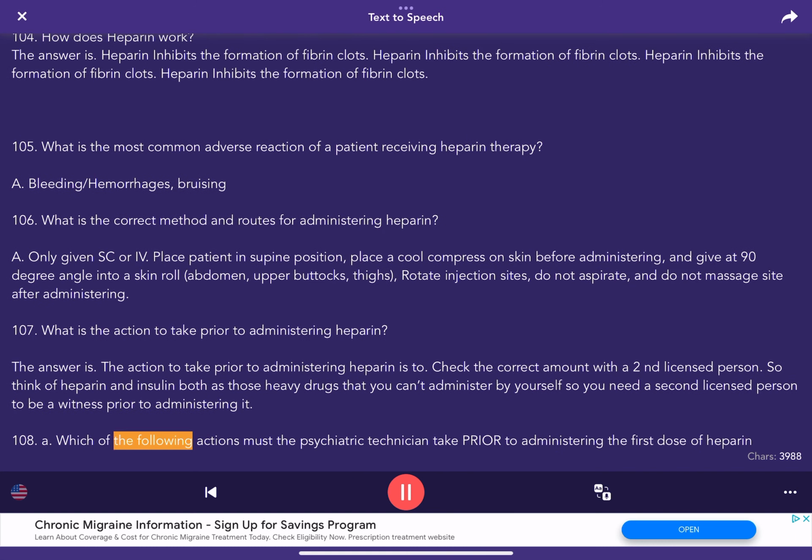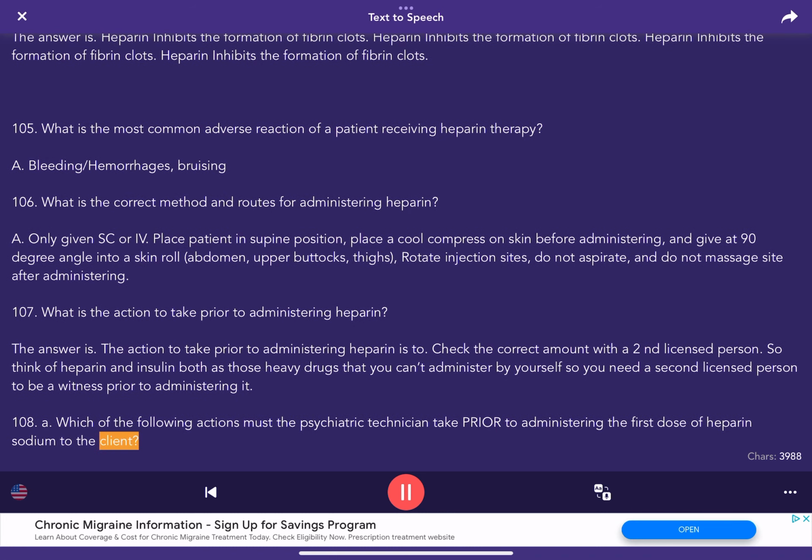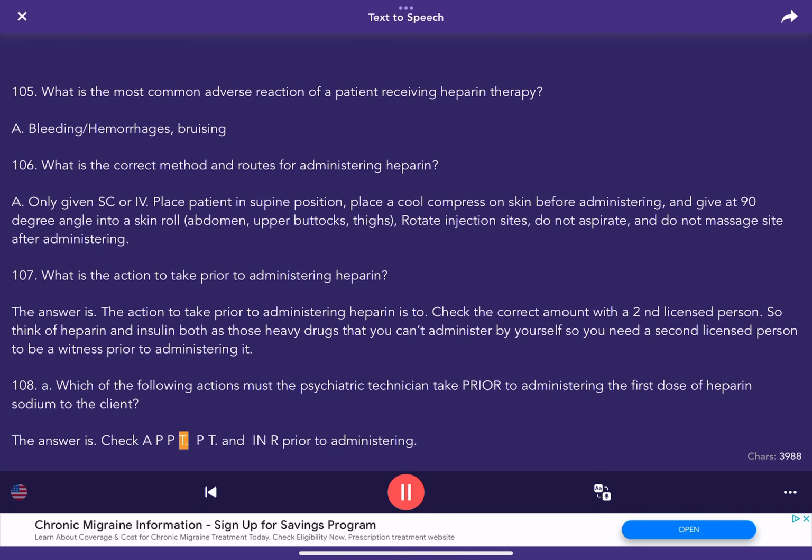108. A. Which of the following actions must the psychiatric technician take prior to administering the first dose of heparin sodium to the client? The answer is, check APTT, PT and INR prior to administering.